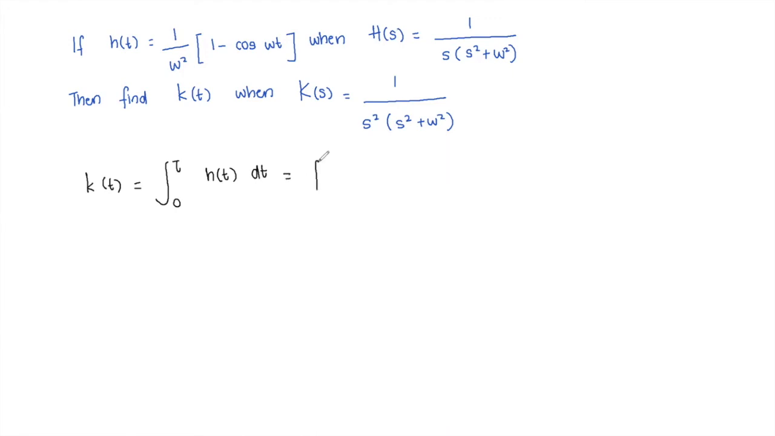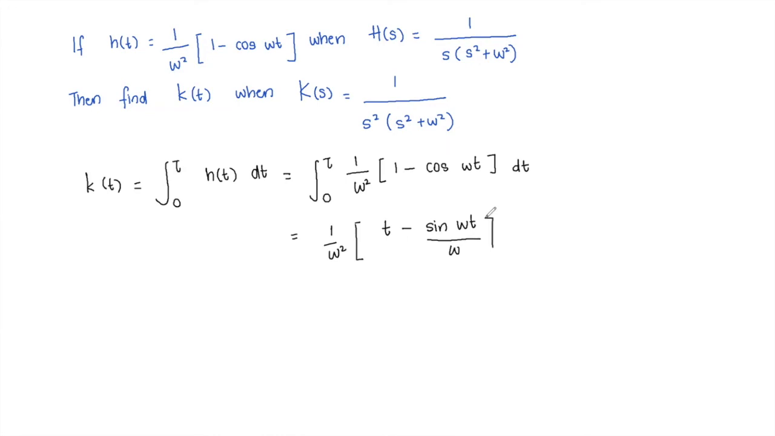So from here, the answer to this is we substitute the value of h(t) inside this integral. Okay, let's not forget your dt here. And the result of this integral is 1 over omega squared, t minus sine omega t over omega, and it should vary from 0 to tau. Now, this is equivalent to 1 over omega squared, tau minus sine omega tau over omega, minus 0 plus sine 0 over omega.